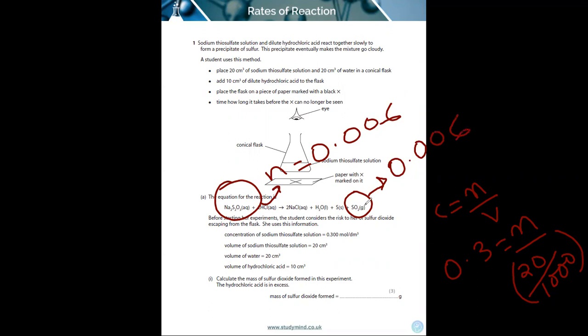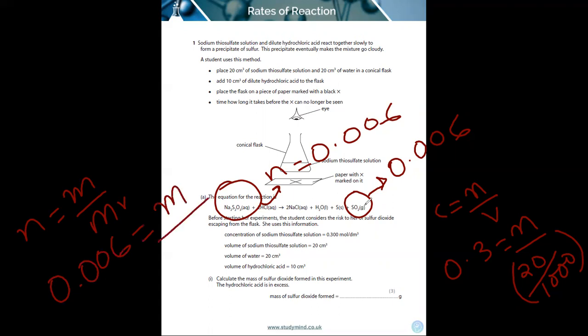So now you will use your next formula. Moles is equal to M upon MR, your one mass pole. The number of moles of sulfur dioxide is 0.006. We have to find the mass, and the MR you just calculated as 64 from the periodic table. So you will multiply this by 64 and you will get your answer as 0.38. So 0.38 grams is the answer. All right, making sense now?